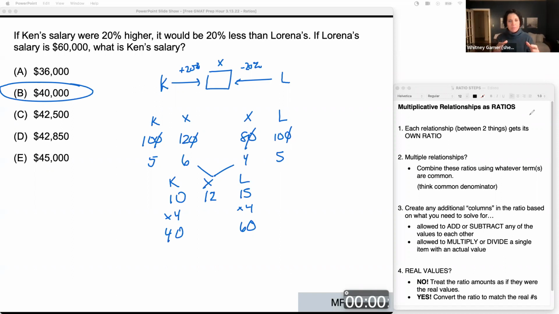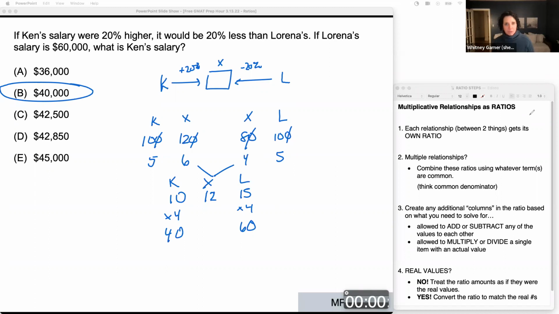Then once I've got them in a combined ratio, I will add new ratio columns, if you will, for any amounts I need. Maybe it's the sum of some of them. Maybe it's the difference. Maybe it's 2 times one of them minus one of the other ones. I can have all kinds of relationships once they've been brought together. And then if they didn't give me any real numbers, great. I'm just going to attack it as if the numbers I put on the screen are real numbers. If they do give me real numbers, then I have to scale my ratio up to match those real numbers. And that's it.